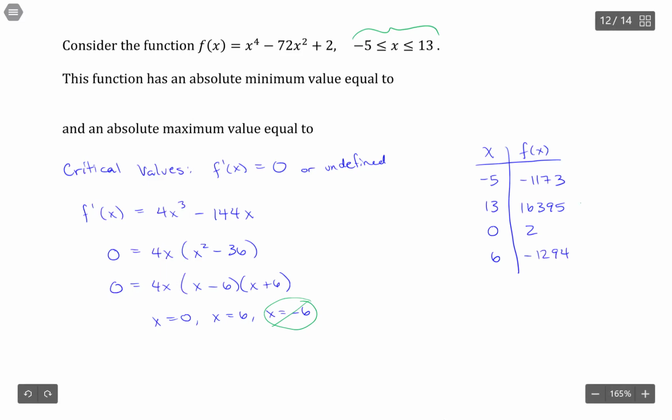So the largest overall is here. This is my absolute maximum. And the smallest overall is here. That's my absolute minimum. So we have an absolute maximum value equal to 16,395, an absolute minimum of -1,294.